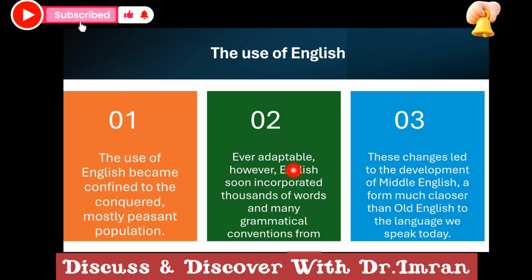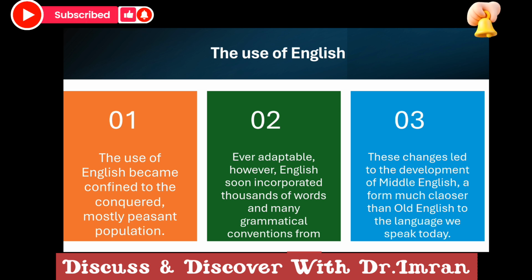However, ever adaptable, English soon incorporated thousands of words and many grammatical conventions from where? From the French language. These changes led to the development of Middle English, a form much closer than Old English to the language we speak today.